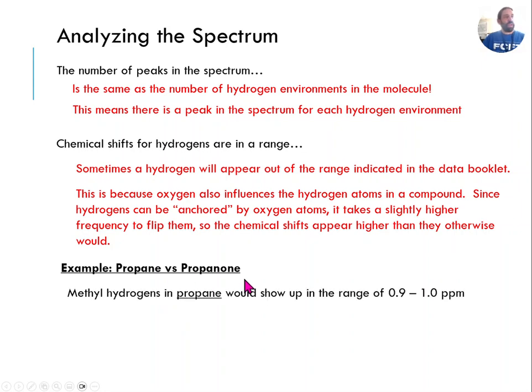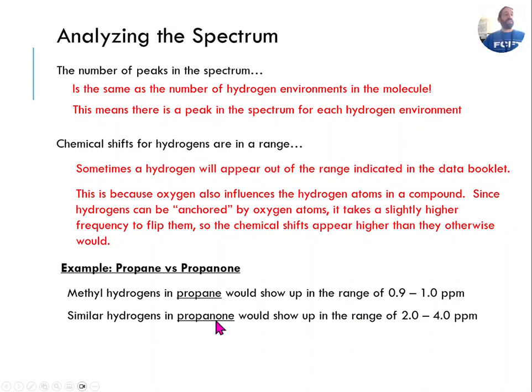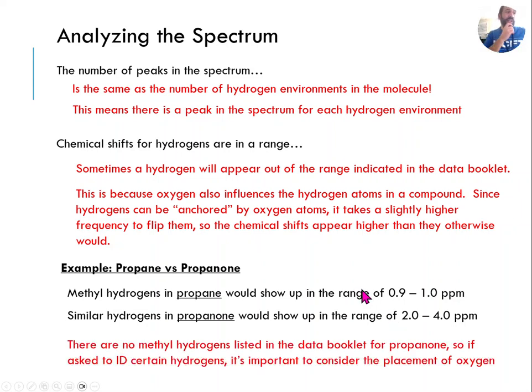So if we look at propane versus propanone, if you look in the data booklet, methyl hydrogens would show up somewhere in the range of 0.9 to 1.0 parts per million. Well, in propanone, we have methyl hydrogens, but because those hydrogens are on carbon atoms that are adjacent to a carbonyl group, the chemical shift gets pushed a little bit further out in the spectrum to a range of 2.0 to 4. Again, we'll talk about this in more depth in class.